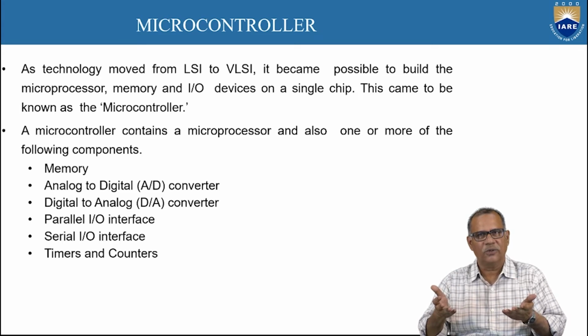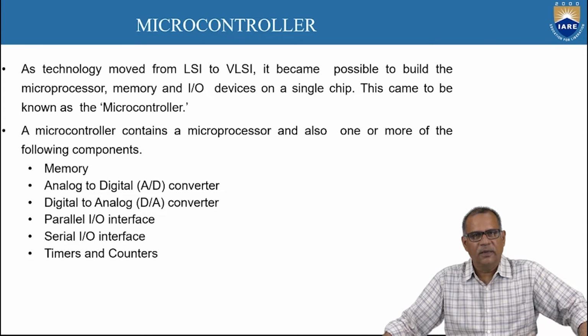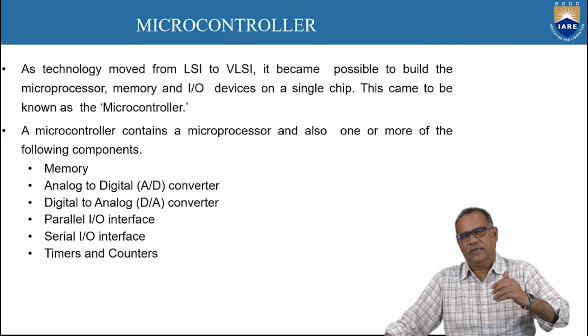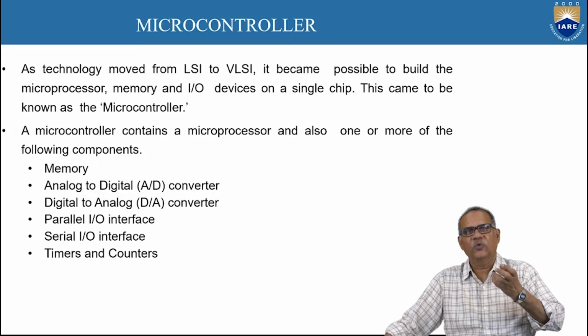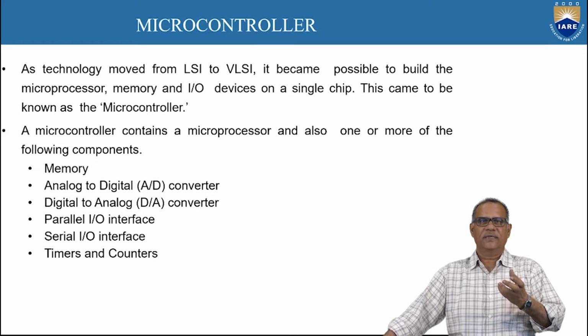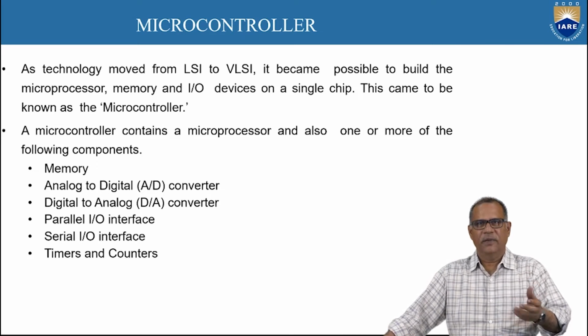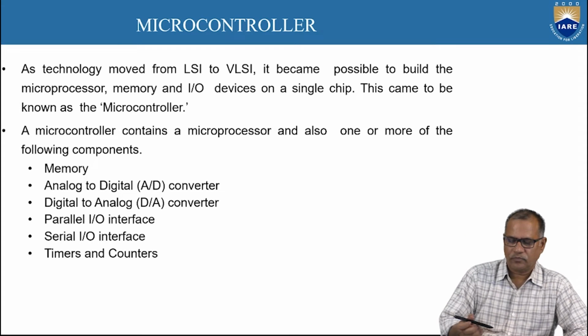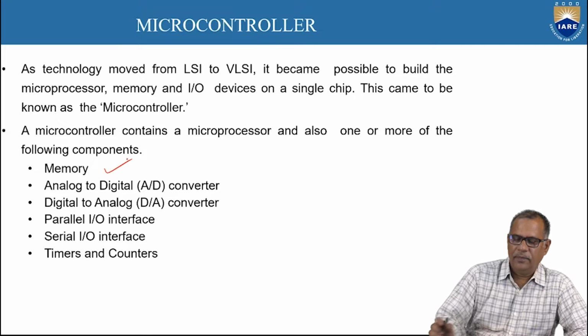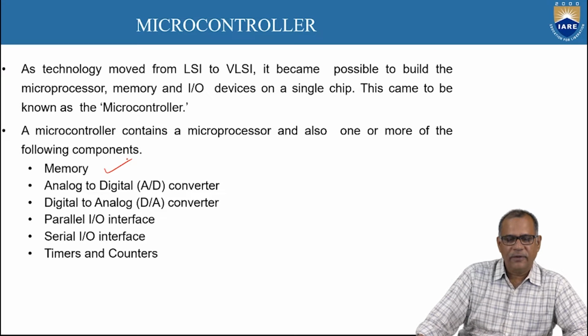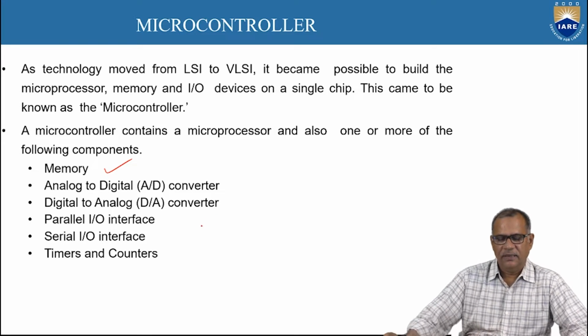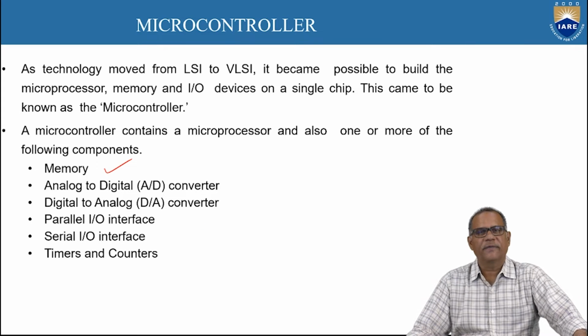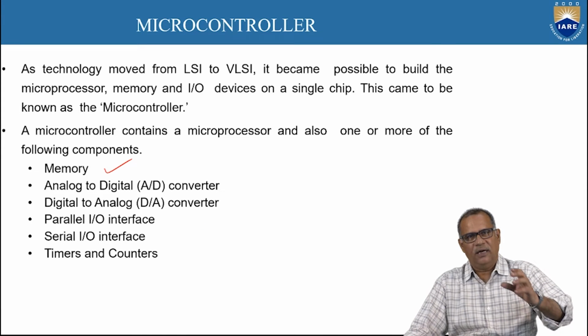How has this become possible? This has become possible because of the revolution in VLSI technology. As the technology progressed, we are able to accommodate more gates and more components on a single chip. So we are able to accommodate the memory, A to D converters, D to A converters, serial and parallel IO interfaces, timers and counters on the same chip.